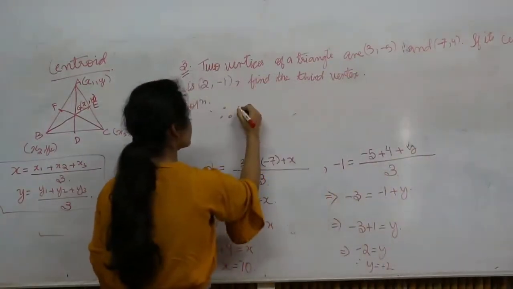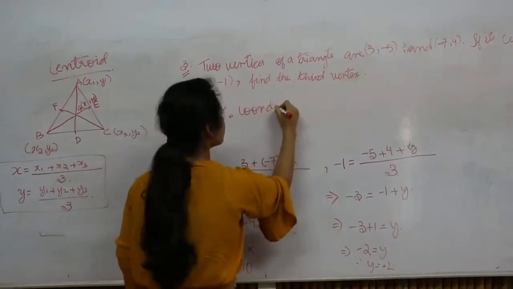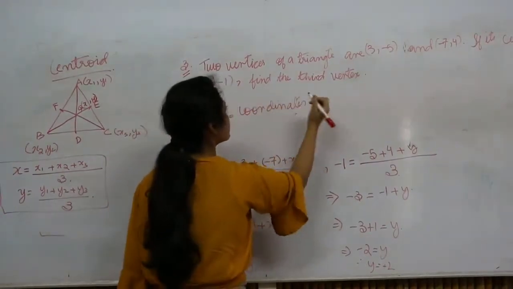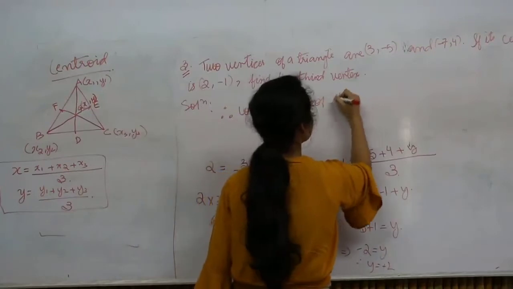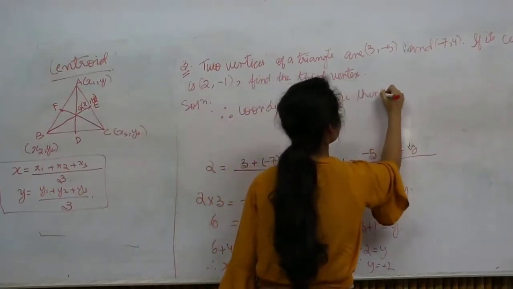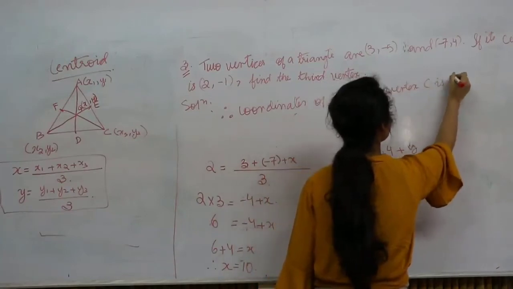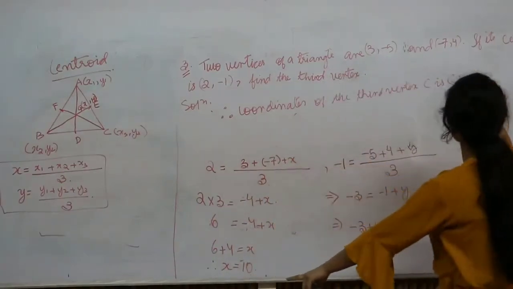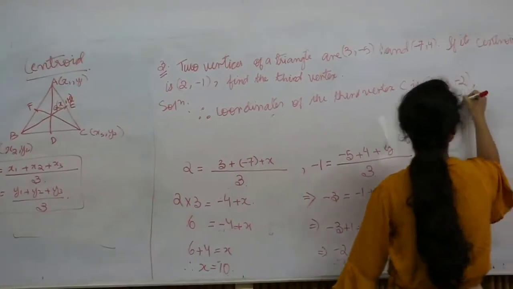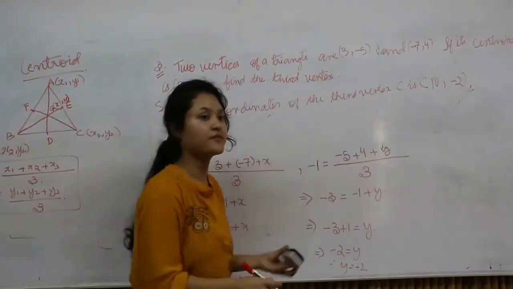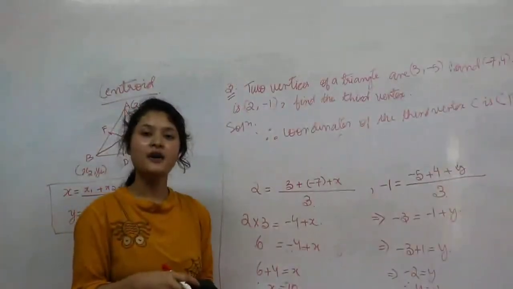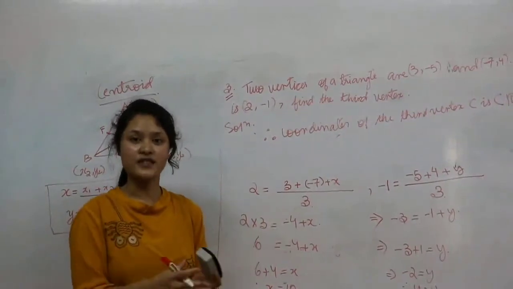Therefore, the coordinates of the third vertex C is C, you got 10, minus 2. So this is your answer. So now, I will tell you how to find the area of a triangle.